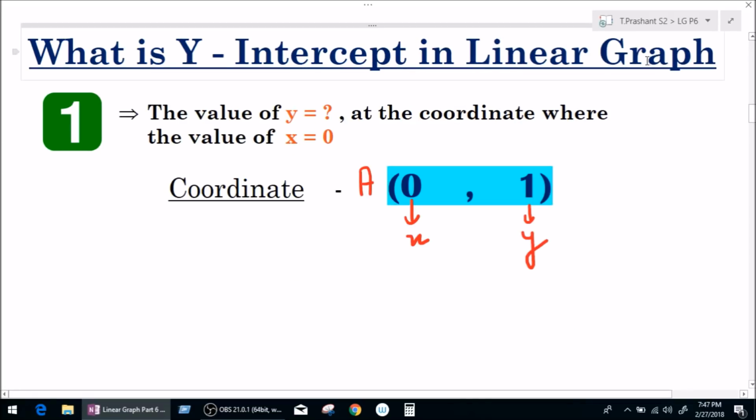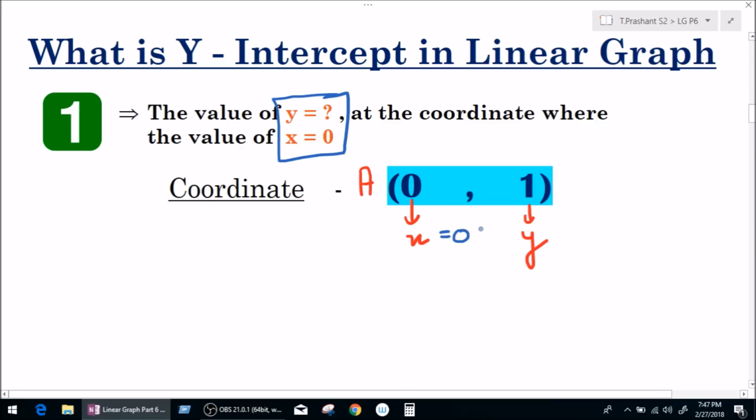Definition number one says: what is the value of y at the coordinate where the value of x is equal to 0? So let's take a coordinate A. We can see that in coordinate A, x is 0 and y is 1. Now let's have a look at the definition. The value of y when the value of x equals 0. So we can say that since x is 0 and y equals 1, the value of y is 1 when the value of x equals 0.